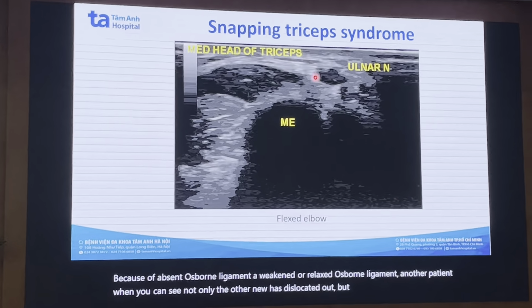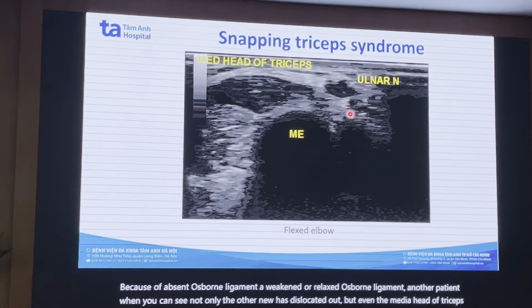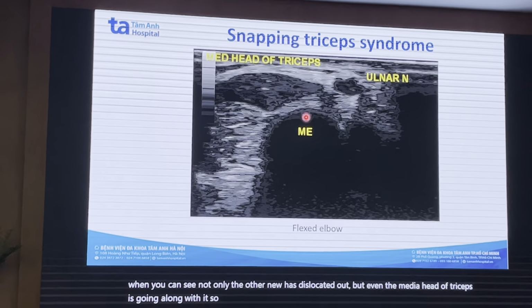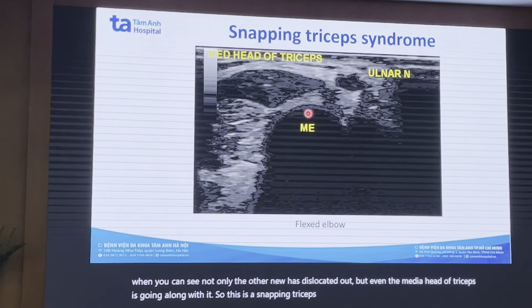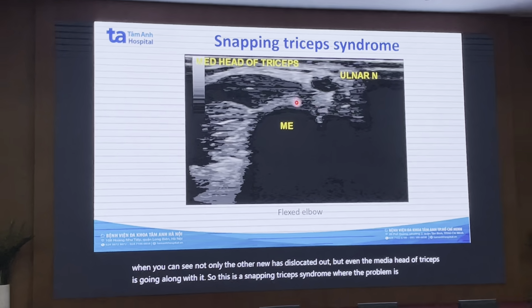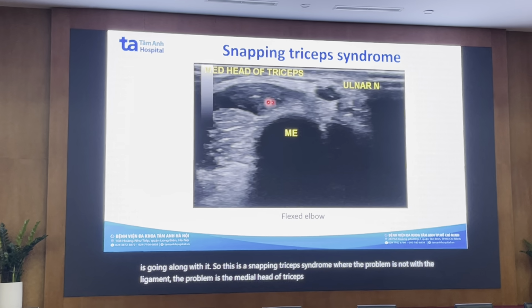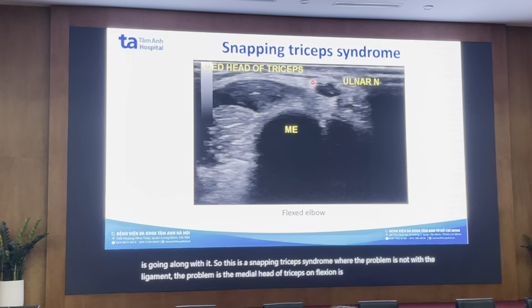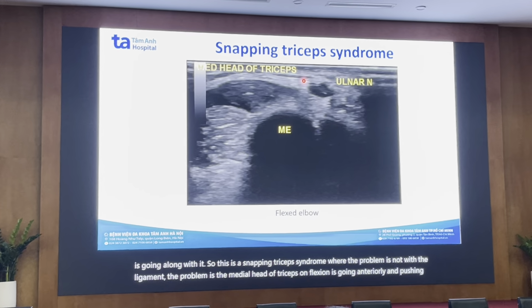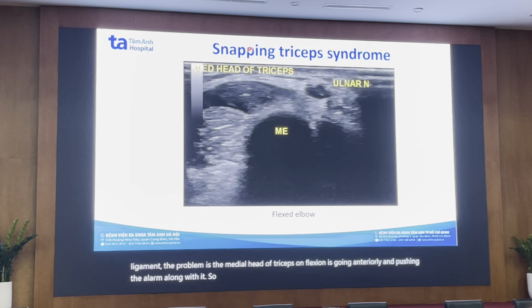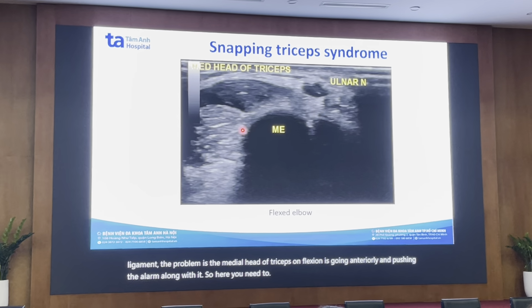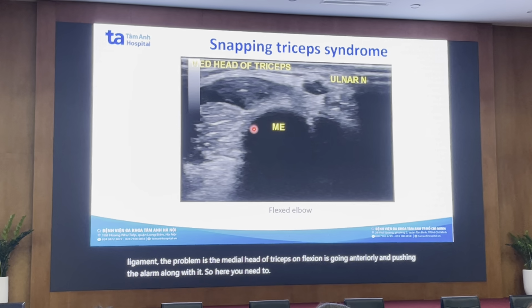Another patient where you can see not only the ulnar nerve has dislocated out, but even the medial head of triceps is going along with it. So this is a snapping triceps syndrome where the problem is not with the ligament, the problem is the medial head of triceps on flexion is going anteriorly and pushing the ulnar nerve along with it. So here you need to treat the triceps and not the ligament. Okay, so this is the snapping triceps syndrome.